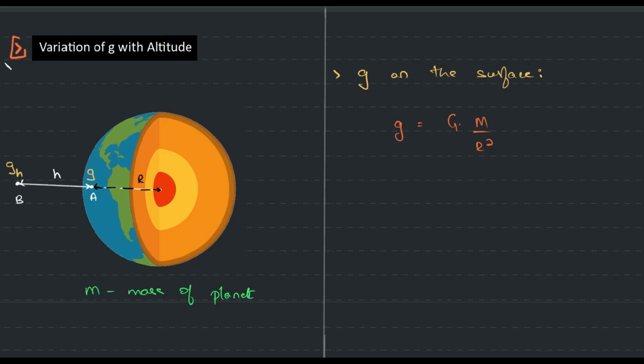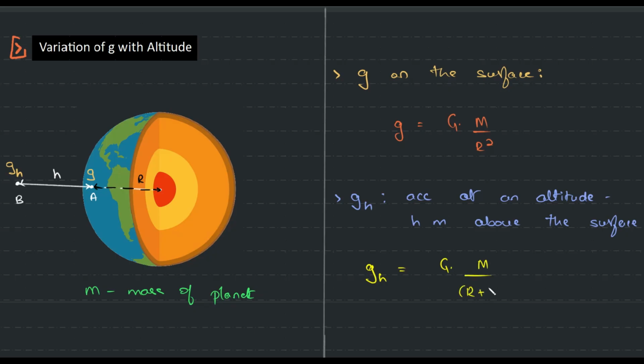So this being the case, what we have next is gh. This is acceleration at an altitude, that is h meters above surface of the planet. So this is nothing but GM by r plus h the whole square. It's a simple straightforward expression. It works. So what our agenda is to express gh in terms of g.